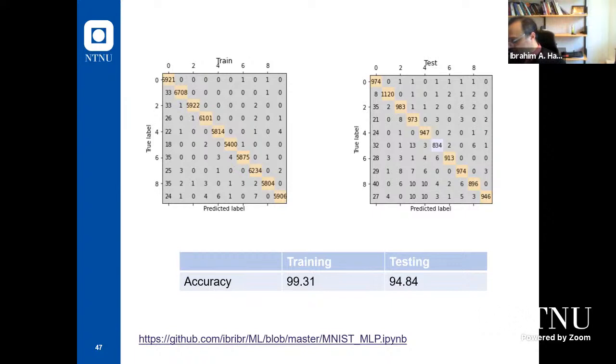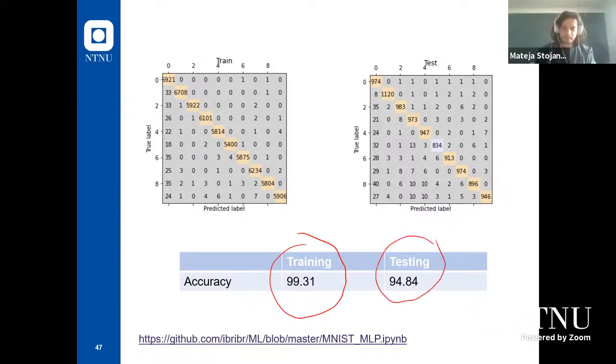now here it's for the training, it's more logical. For the training, the accuracy is 99.31. For the testing, it's 94.5 or 0.8. And this is the confusion matrix for training and for testing.